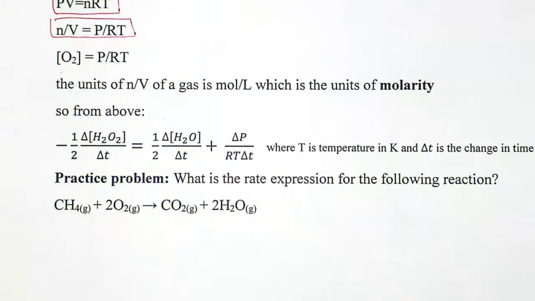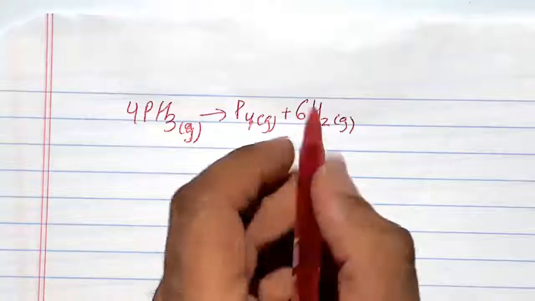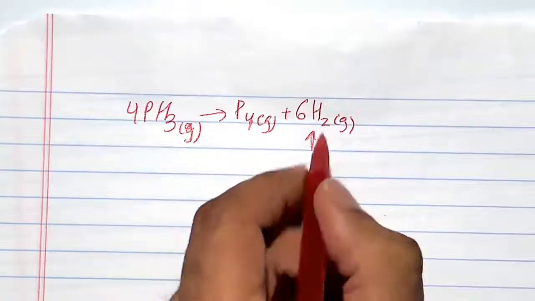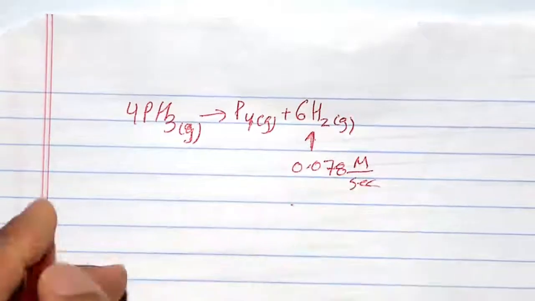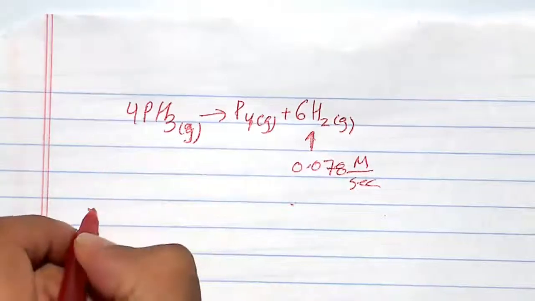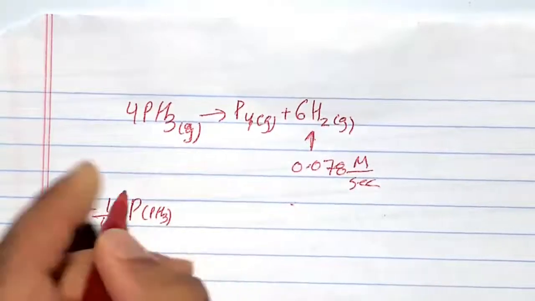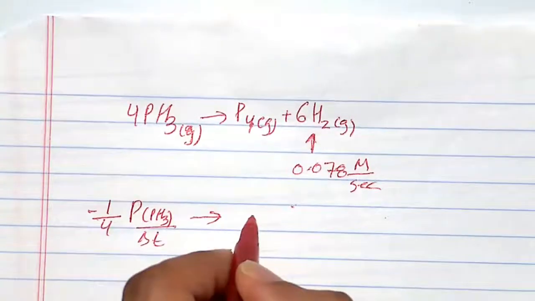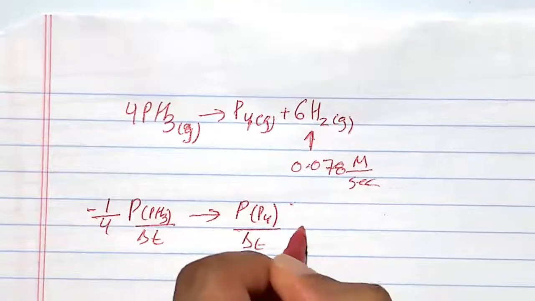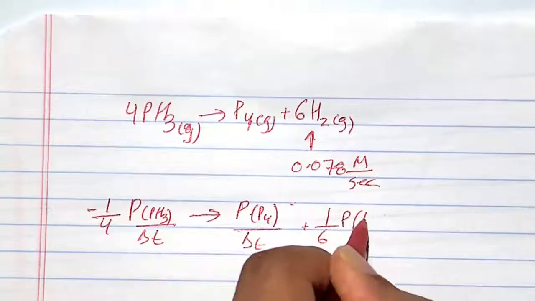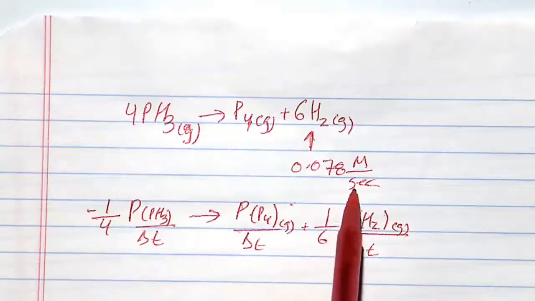It's a balanced chemical reaction. So the rate expression for this is going to be: the rate of formation of H2 gas, per the problem, is 0.078 molarity per second. Going by our equation here, this will decrease by 1/4 the pressure of PH3 over time. It's going to increase by the pressure of P4 gas over time, plus 1/6 the pressure of H2 gas. Know that this value here is going to be 0.078 molar per second.